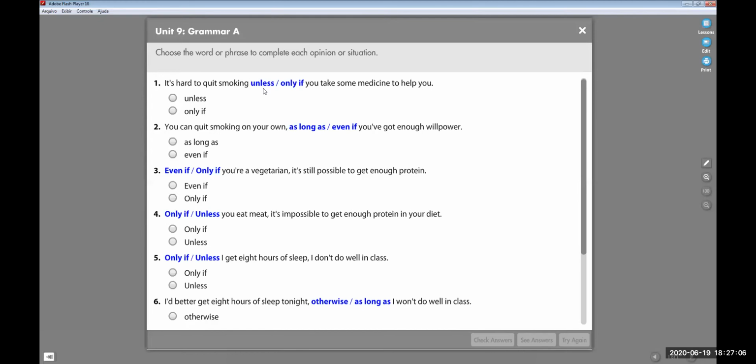Number 3, Juliana, do you believe that even if you're a vegetarian, it's still possible to get enough protein from plants? Do you agree, Juliana? Juliana is not here. What about you, Mr. Leo? I think it's possible. How? Guess something.